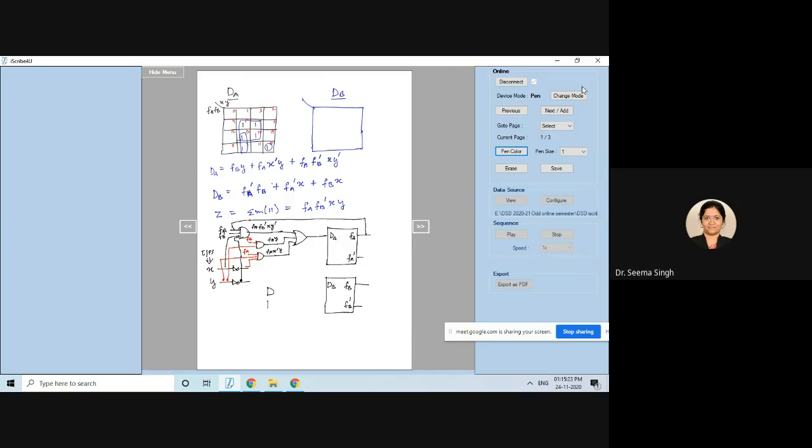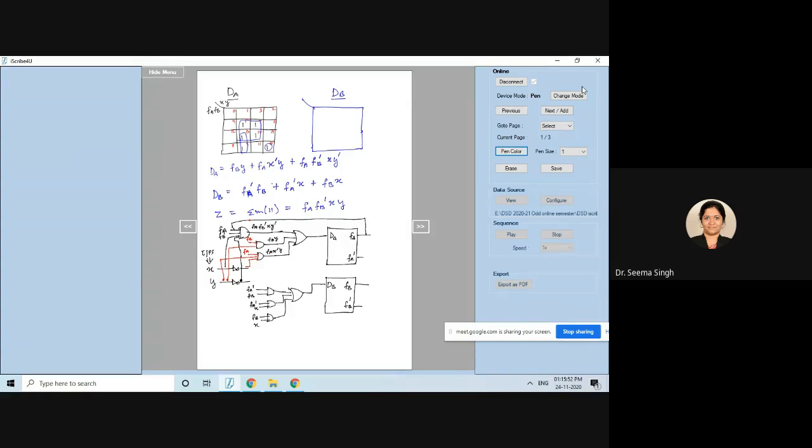So you will get three AND gates, and those three AND gates will give the input for your OR gate, like this. And your input values you can show here, which are FA dash FB, the second one is FA dash X, the third one is FBX. So like this you can show.